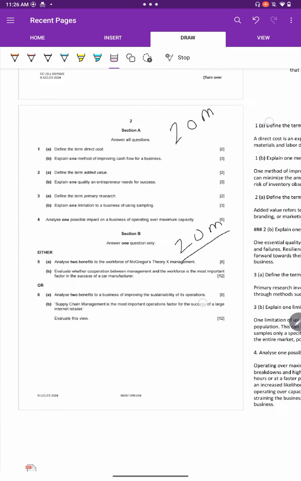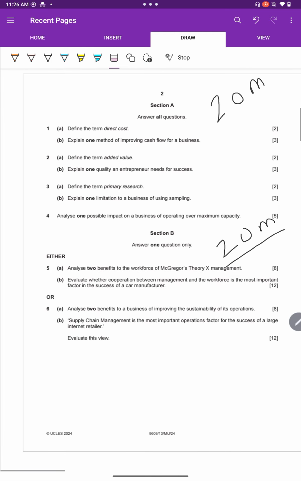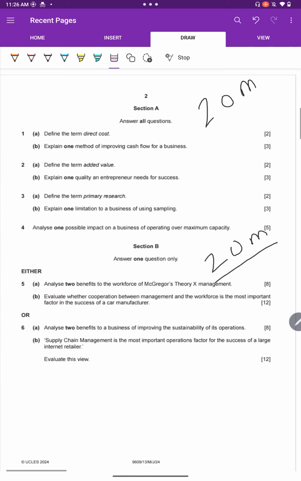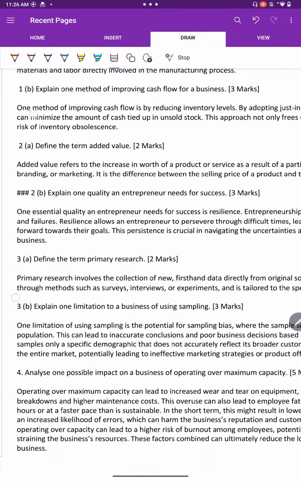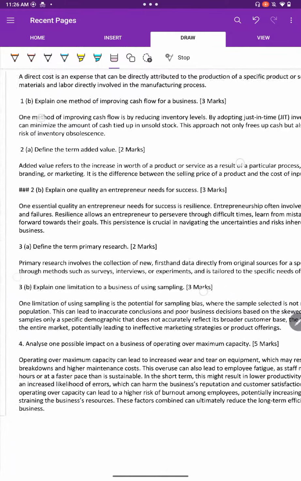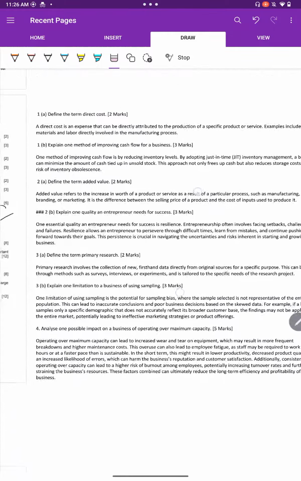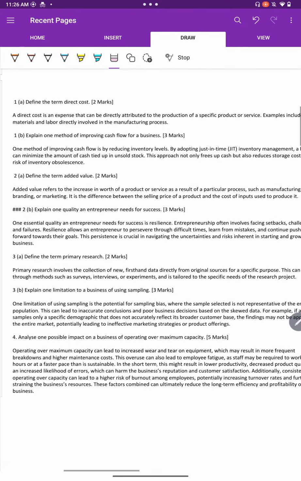Yeah, okay. So we have the section A. So first of all, we have some questions. We have to define the term direct cost, and we just need to write its definition. Okay. So here are the questions. I hope you can see it. Okay. So the first question is define the term direct cost.